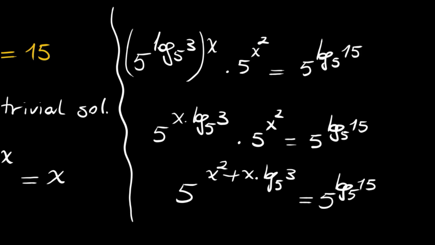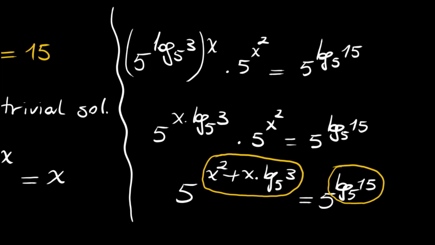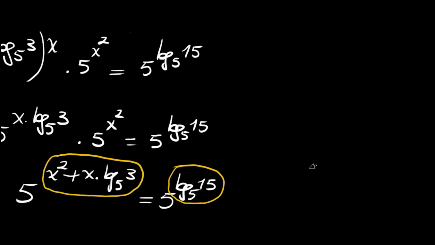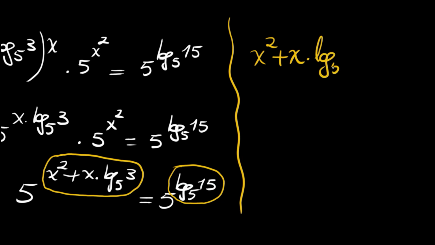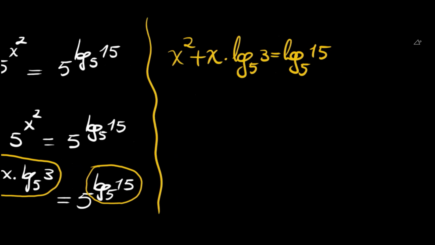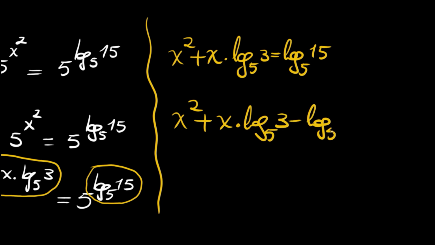Now you can see the powers should be equal since the exponential function is one to one. So these two powers should be equal. Let me write. We have x squared plus x times log 5 of 3 is equal to log 5 of 15. And having everything on the left hand side, we can write x squared plus x times log 5 of 3 minus log 5 of 15 is equal to 0.